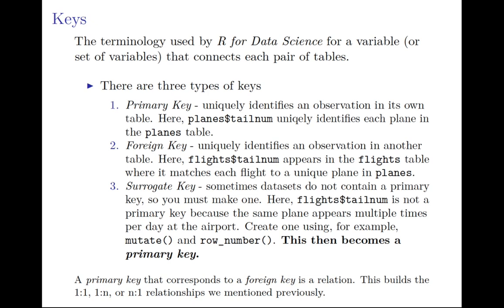So technically, there are really only 2 types of keys: primary and foreign keys. And a primary key that corresponds to a foreign key is a relation. This builds on that one-to-one, one-to-many, or many-to-one relationship that we mentioned previously.